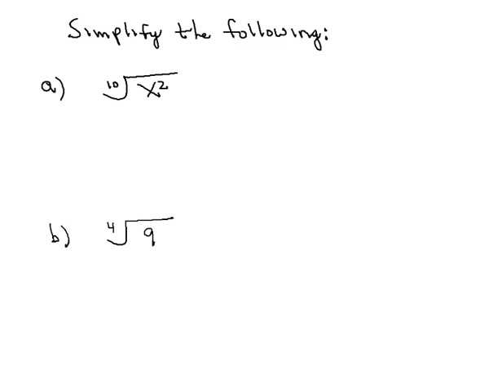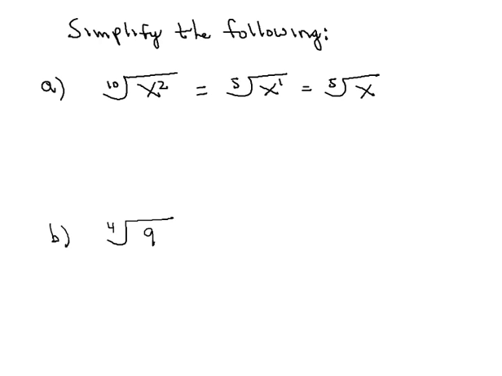Now our next guideline says this: if the index of the root and a power on a factor of the radicand have a common factor, you would like to divide each by that common factor. So for our first example, we have the 10th root of x squared, and you can see the 10 and 2 have a common factor of 2. So if we divide each by 2, then we would have the 5th root of x to the first, or then just the 5th root of x.